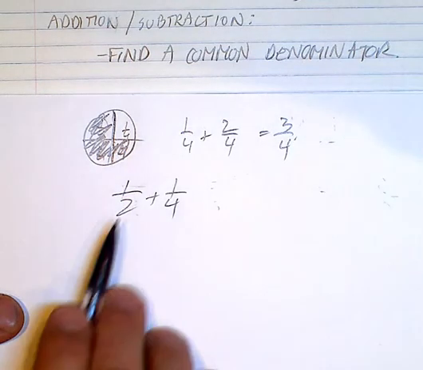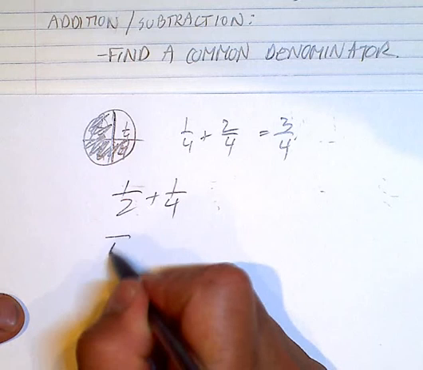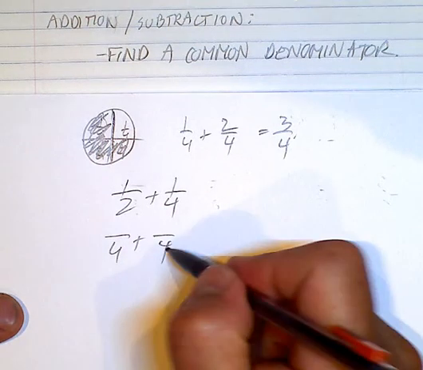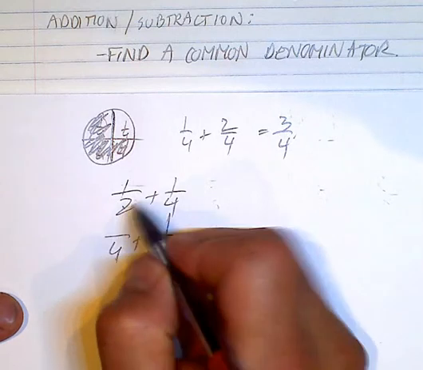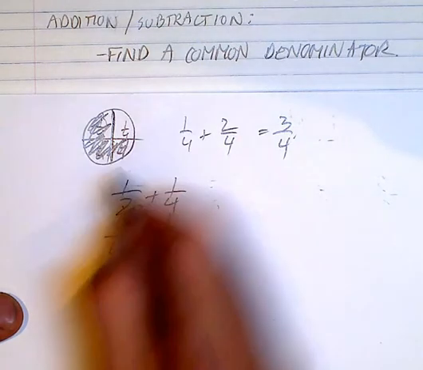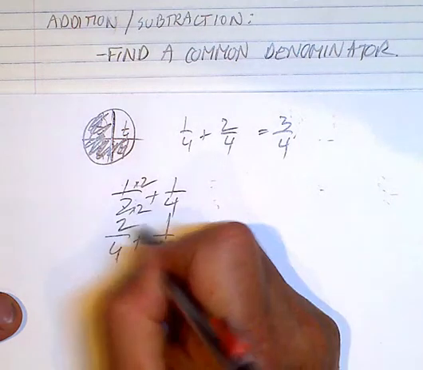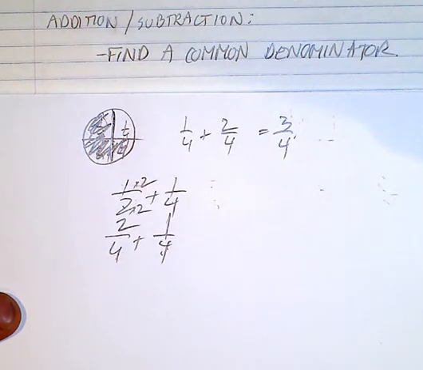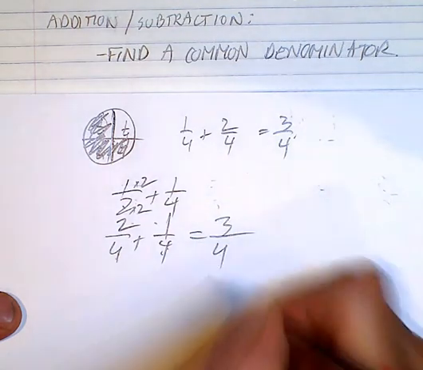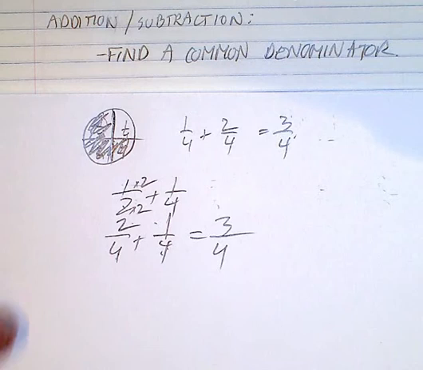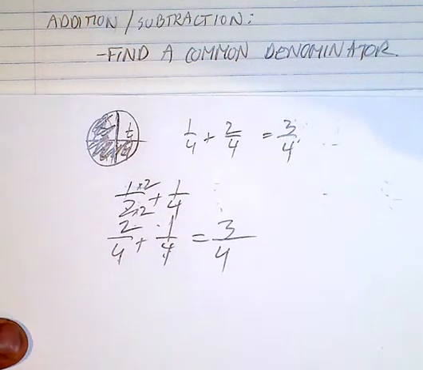Well, find a common denominator. They both go into 4. That one's already a 4, it stays the same. I turned this into a 4. I had to multiply this by 2, which means you multiply the top by 2, becomes 2/4. Now, because they are the same, 2 plus 1 is 3. You're talking about quarters, so your answer is 3/4. Okay? So you find a common denominator.